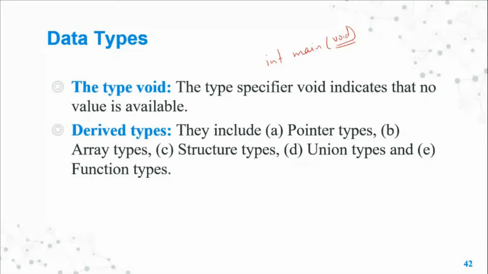Then there are the derived data types. The derived data types include the pointer types, array types, structure types, union types, and function types. That we will see later. These types, the array types, pointer types, structure, union, etc., we will see later in the course of study. Currently what we are discussing is the numeric types as well as the character and string types only. No other things are currently being discussed.